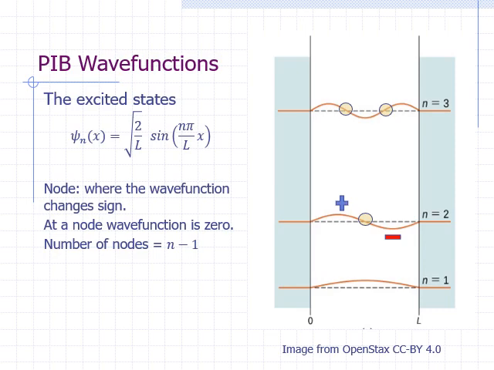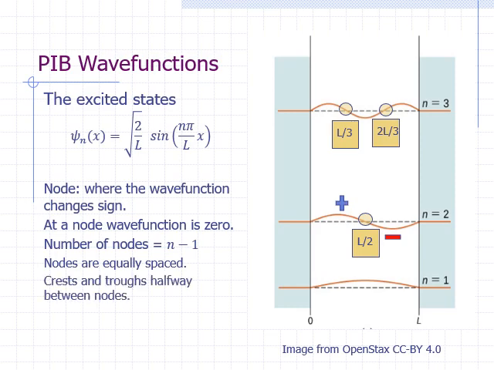Another pattern we can observe for PIB wave functions is that the nodes are evenly spaced inside the box. So for n equals 2, we see the one node is in the middle of the box at L over 2. Where are the nodes located for n equals 3? The two nodes are located at L over 3 and 2L over 3. The nodes divide the box into three sections of equal lengths. We can actually verify all of these by simply setting the expression for the wave function equal to 0 and solving for the x values that would satisfy the equation. We can also see that the crests and troughs in the wave function occur halfway between nodes.